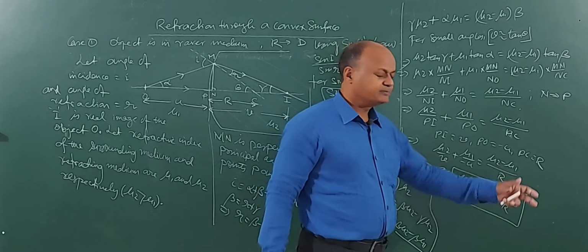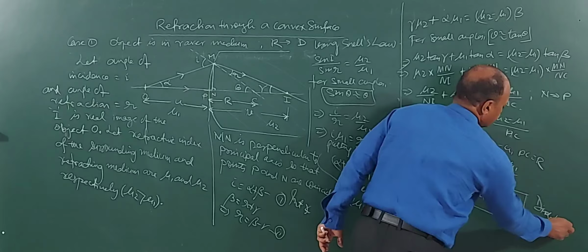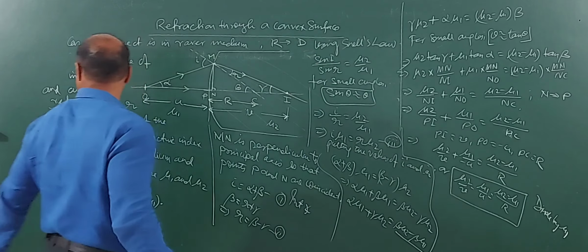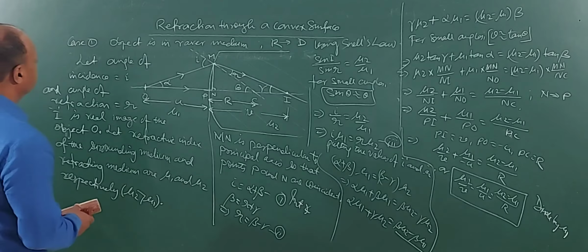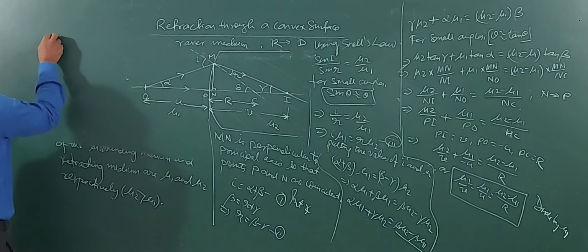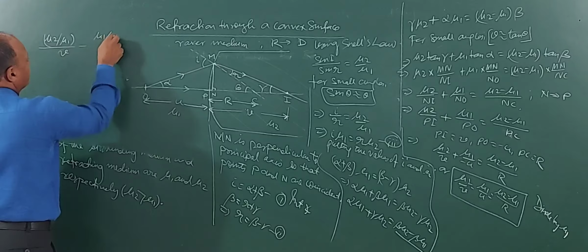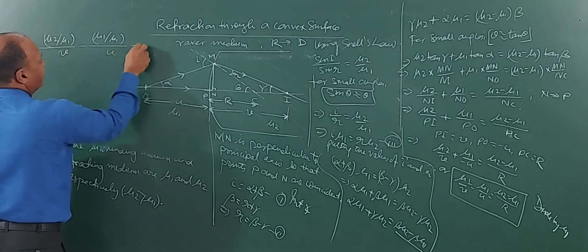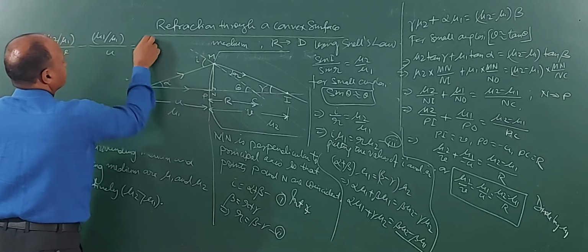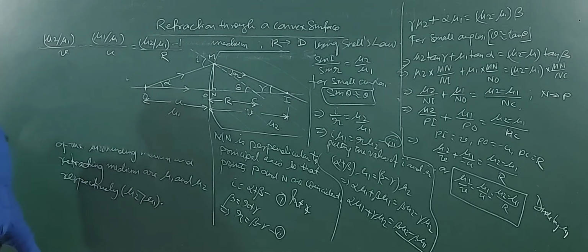If we divide both sides by mu1, children, then what do we get is mu2 by mu1 by V minus mu1 by mu1 into U is equal to mu2 by mu1 minus 1 divided by R. Clear?